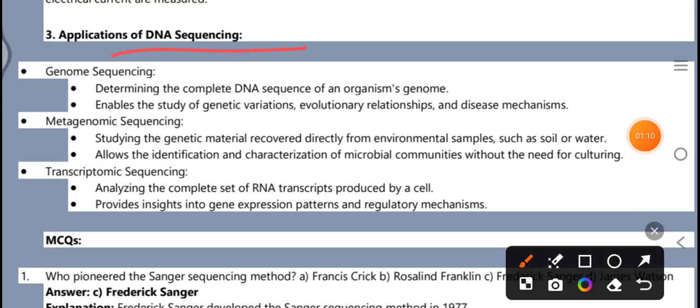Now what are the applications of DNA sequencing? So it is helpful in genome sequencing.